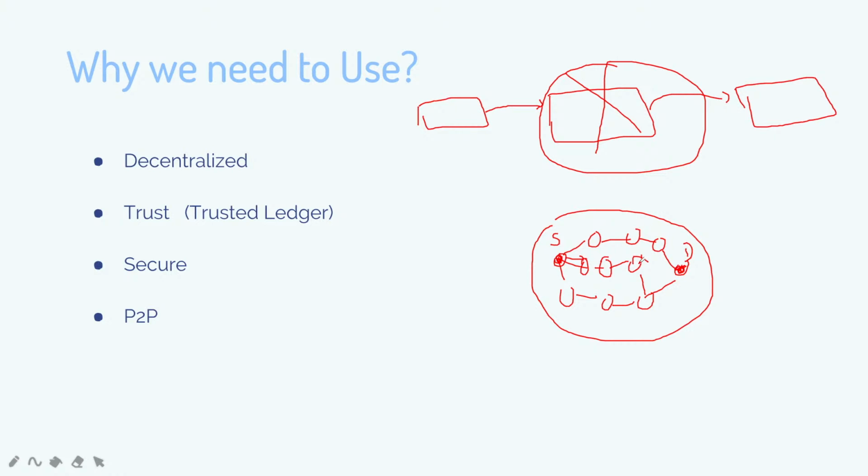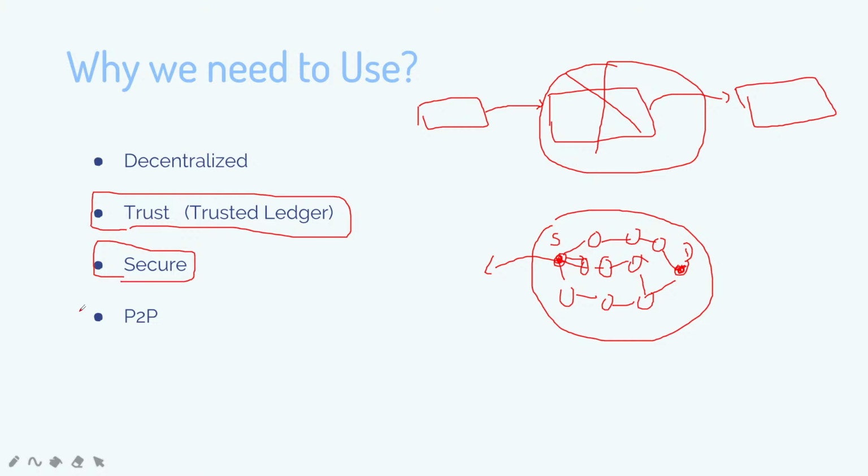Okay, so after this we need to move on to the trusted ledger. About this trusted ledger I will tell you. Why? Because each and every node has some properties, and I will tell you about this. And then secure. It's a secured one. Why? Because we will use encryption techniques and so on. About this also I will tell you.